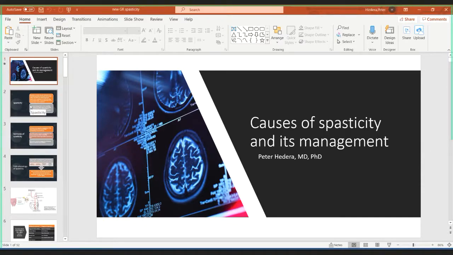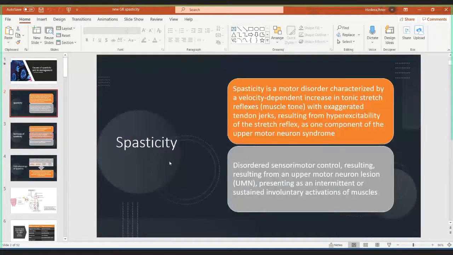So what is spasticity? It's a motor disorder, basically, which is characterized by a velocity-dependent increase in the resistance to passive manipulation, or muscle tone, and which also has increased reflexes, which is basically hyperexcitability of the stretch reflex. So it's really always part of the upper motor neuron syndrome, as you know.